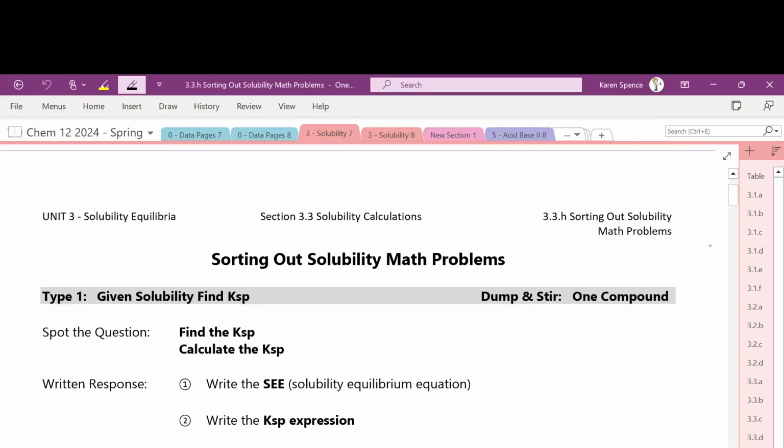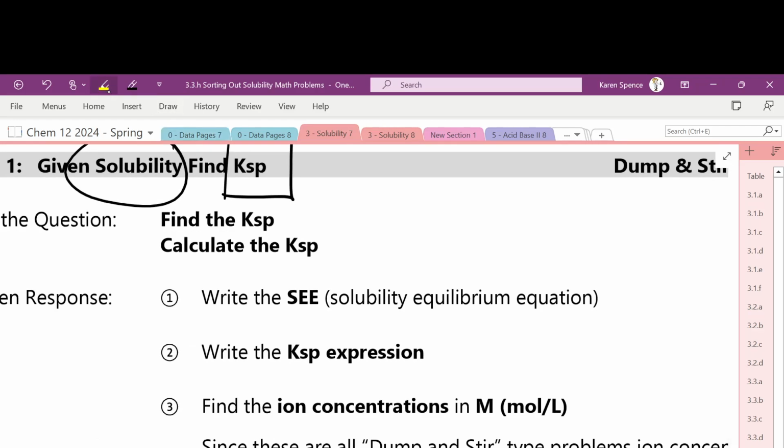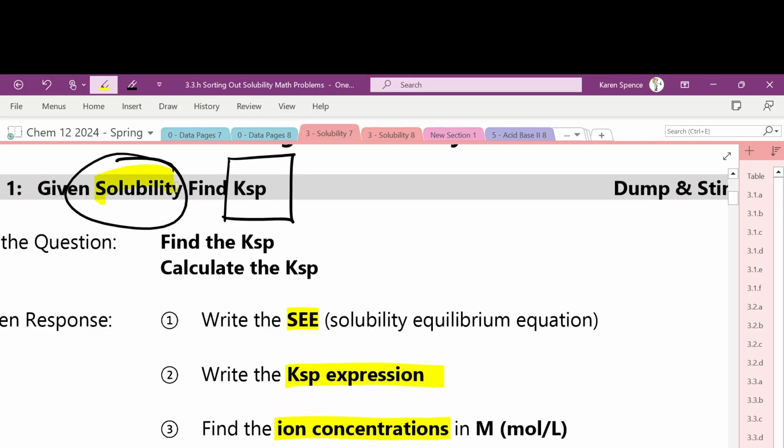So if you are given the solubility, find the KSP. You'll write out the C, you'll write the KSP. You might have to find the ion concentrations. And because these are all, if you are given solubility, that means it is a dump and stir type problem.